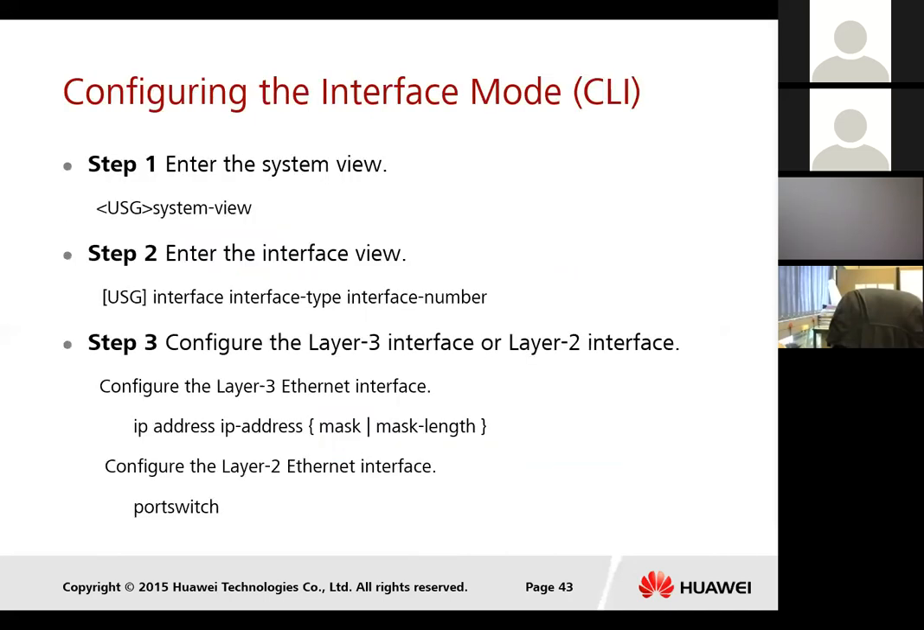So this is on the command line itself, how to configure through the interface mode CLI. First, we are in the USG system view. Then you go to the interface and configure whether it's layer 2 or layer 3. For layer 3, set the IP address. For layer 2, use port switch. Port switch means you turn the layer 3 port into a layer 2 port. That is how you specify which mode you are using.